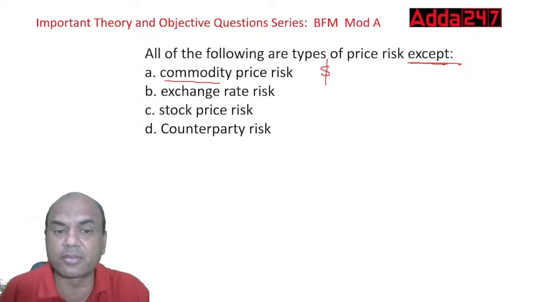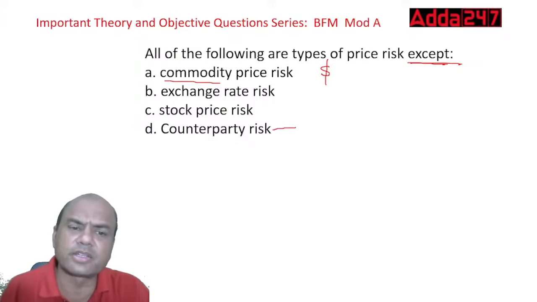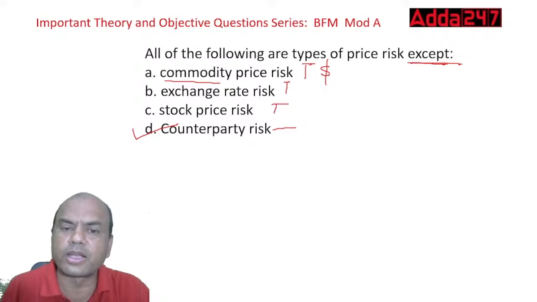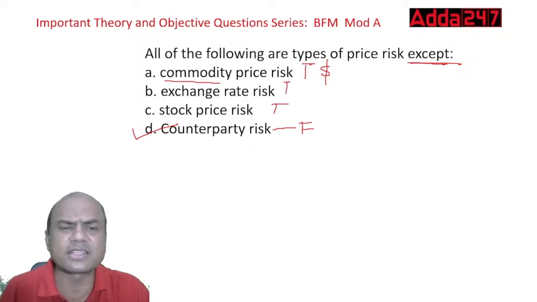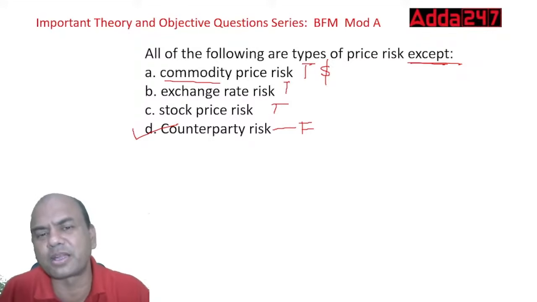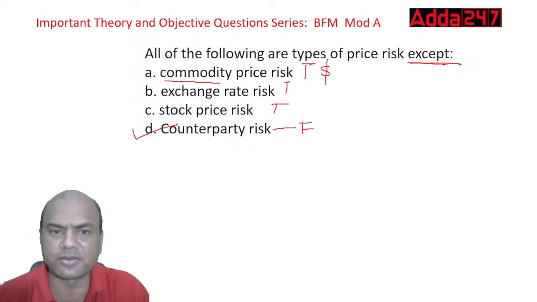Now, counterparty is what? Just now we saw it, credit. So is it a part of price risk? No, isn't it? So this is the answer. So these all are true, true, true, true, and this one is false. And we want the false one only, which is not a type of price risk. Stock price risk is obviously a part of price risk only, isn't it?